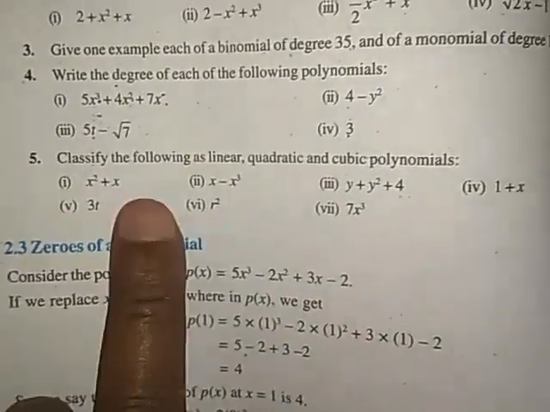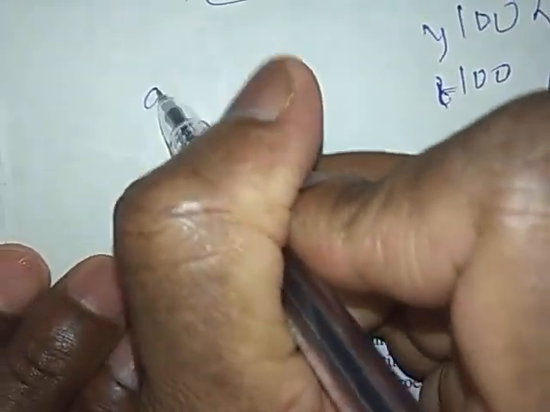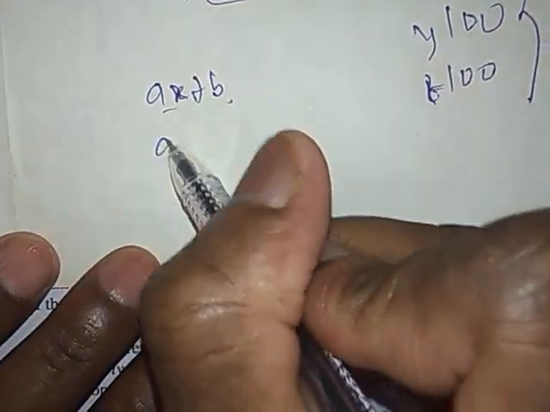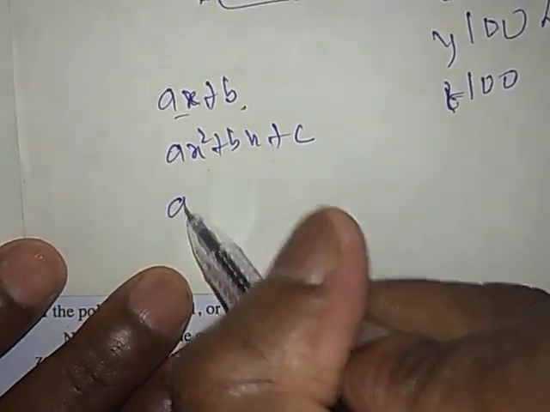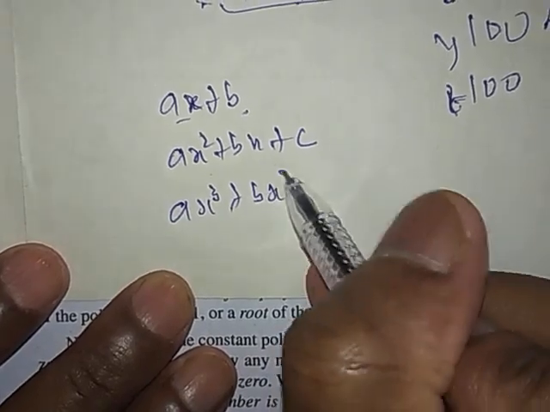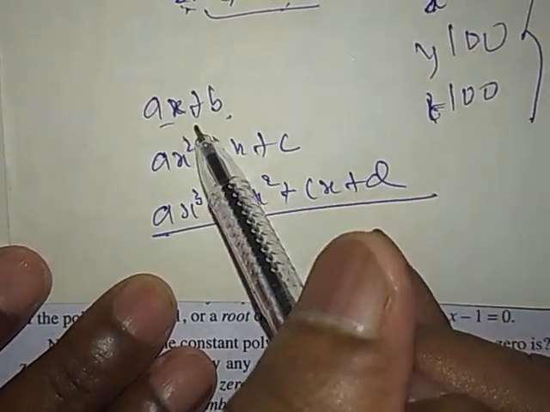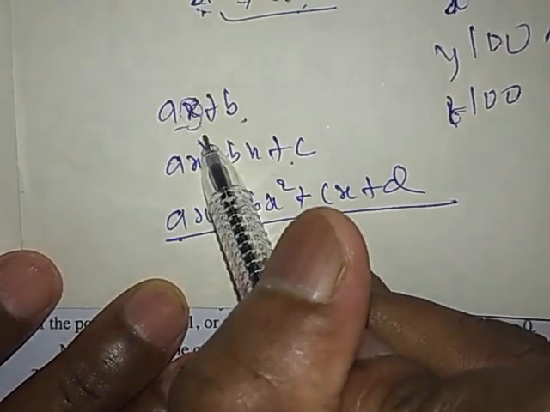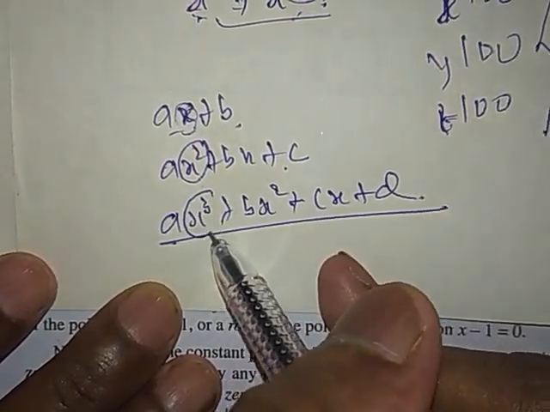Now classify as linear, quadratic or cubic. Whenever it is linear, it will be of the form ax plus b. What I mean to say is, only x will be there. When it is quadratic, it will be ax square plus bx plus c. When it is cubic, it will be ax cube plus bx square plus cx plus d. This is the form. In short, a linear polynomial has only x, a quadratic polynomial has x square, and a cubic polynomial has x cube.